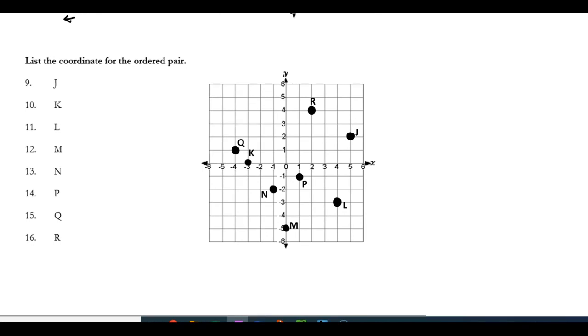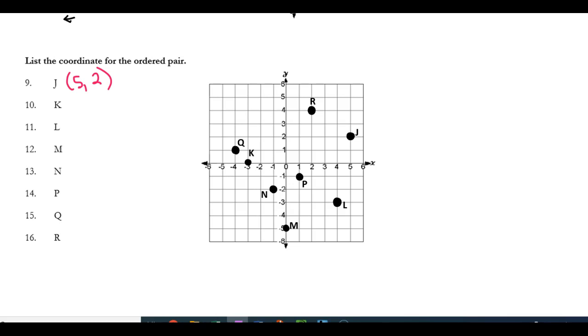Okay, I'm going to get a different color. So for J, I start at my origin, and I go 1, 2, 3, 4, 5. And then I went up 2. So 5, 2. Oops, let's erase that. Okay. All right, let's do K.